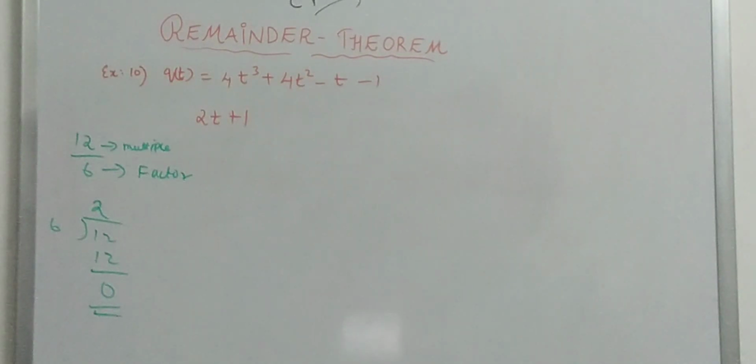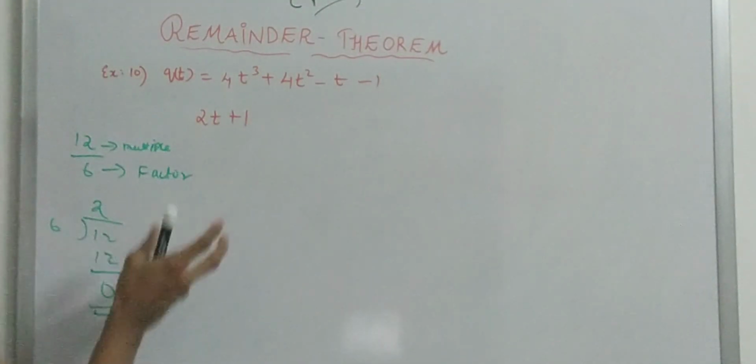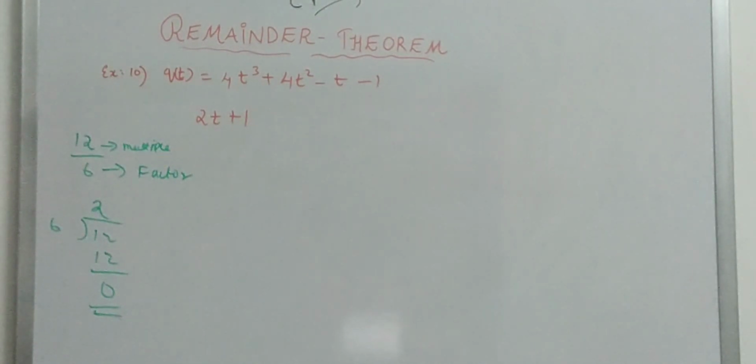So now let's move on to our example number 10. The question is, check whether the polynomial q of t is equal to 4t cube plus 4t square minus t minus 1 is a multiple of 2t plus 1. Okay, this is the question. Now, before doing this question, we should understand what the words multiple and factor mean.